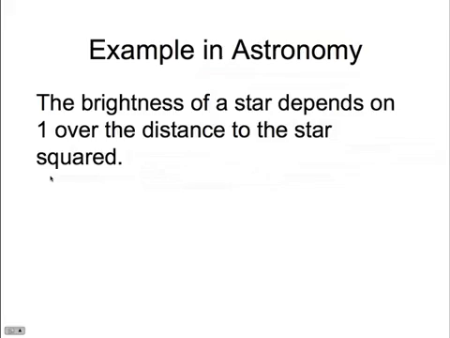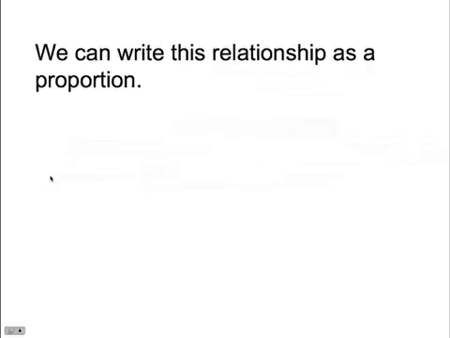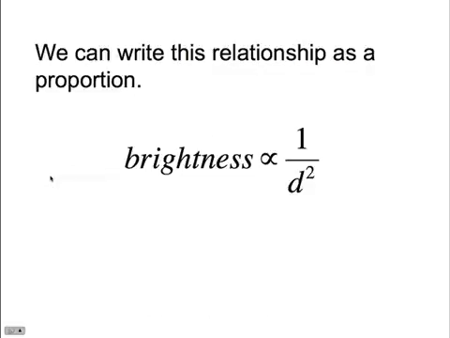Let's look at this proportionality applied in astronomy. The brightness of a star depends on 1 over the distance to the star squared. Now this makes sense. If you imagine that I have a light bulb very near to you, it will look very bright. If I take the same light bulb but just move it further from you, it will look dimmer. And the actual brightness as measured will depend on 1 over the distance to that bulb squared. We can write this as a proportion. Brightness is proportional to 1 over distance squared.